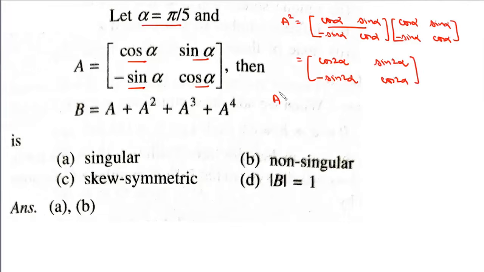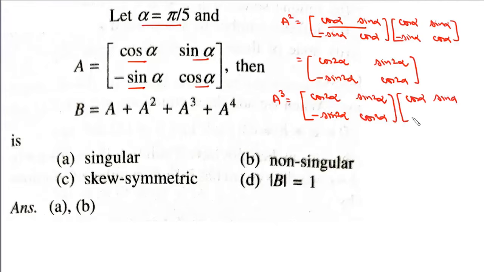Now, if we find A cube, it will be [cos 2 alpha, sin 2 alpha; minus sin 2 alpha, cos 2 alpha] into [cos alpha, sin alpha; minus sin alpha, cos alpha]. Now again, if we multiply them, we'll get cos A cos B minus sin A sin B, which is cos of A plus B, that is cos 3 alpha. And here will be sin A cos B plus cos A sin B, and that will be sin 3 alpha.